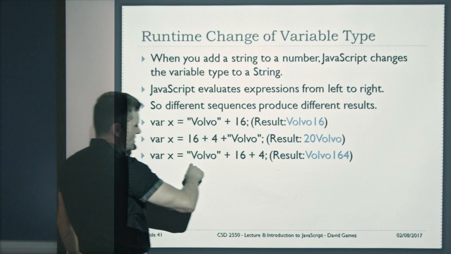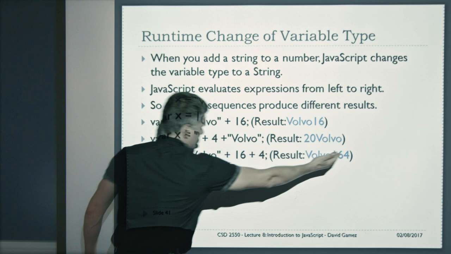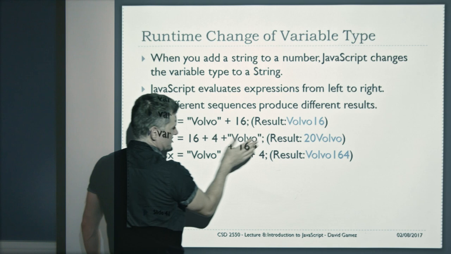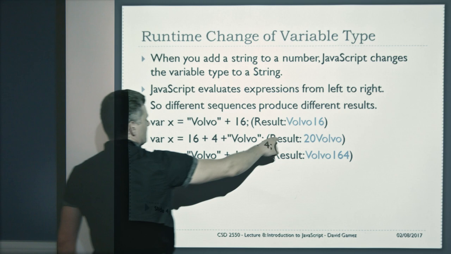On the other hand, if we go left to right on this one, we're starting with a string, adding 16 to it. So that's going to give me Volvo 16. Then we're adding 4. This is already a string now, so we're adding a string to an integer, which will result in another string. So we've got Volvo 164 as opposed to 20 Volvo, because we're interpreting this left to right, and these have different orderings left to right.